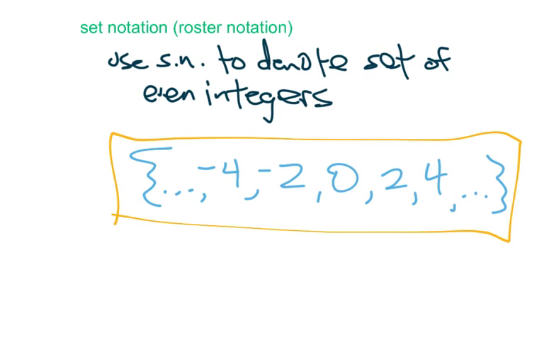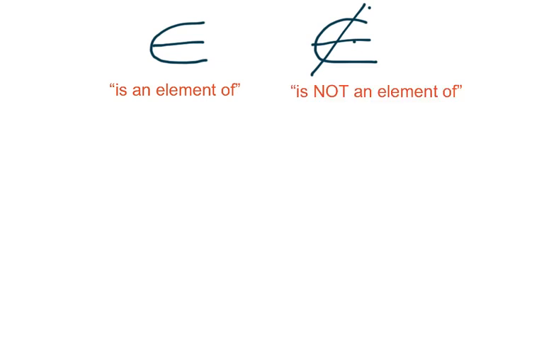Now they might be asking you to create those sets in this kind of language. Use set notation to denote set of even integers. Here's a new symbol. Anybody know? Kind of looks like an E. Good. Excellent. Okay, good. Yes, this means, and I'm putting it in quotes because this is how we would say it, is an element of. Remember what I talked about, those things in a set are called elements or members. So this is an element of, and I bet you can guess what this would be, quite simply, is not an element of.